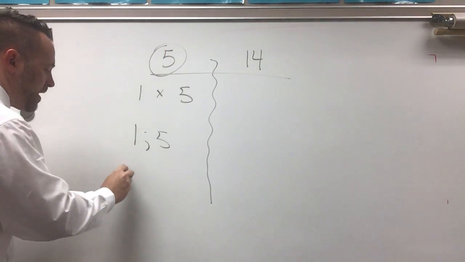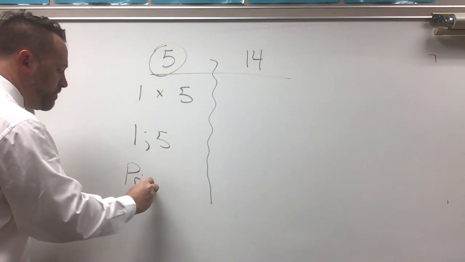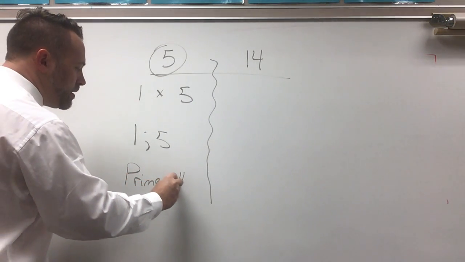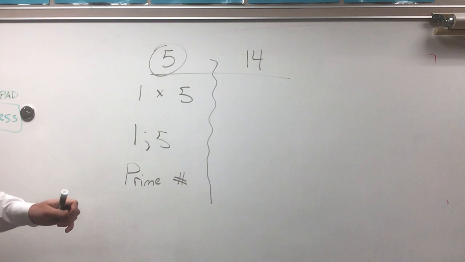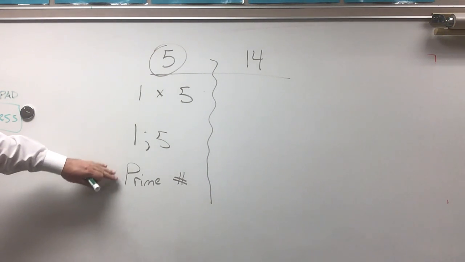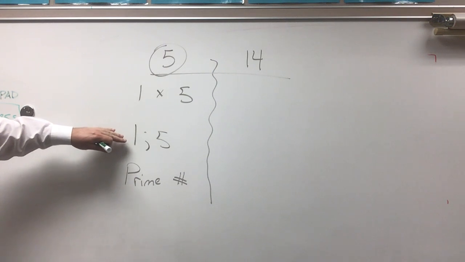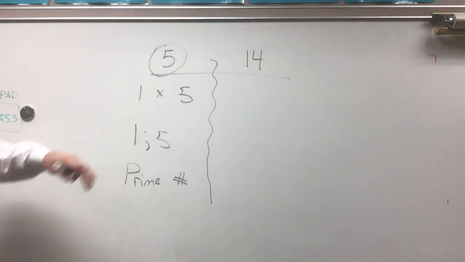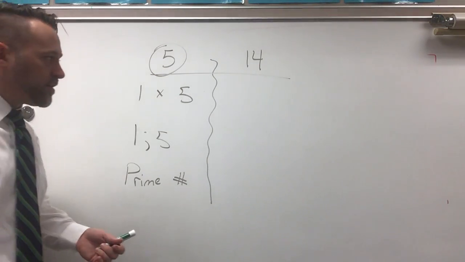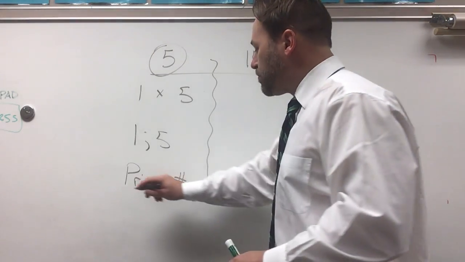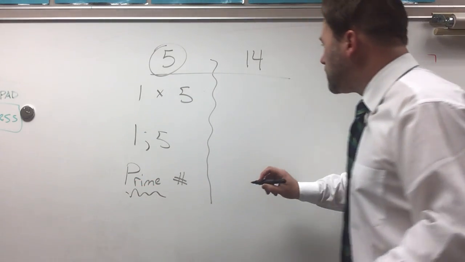We're going to call this a prime number, okay? It's a prime number because it only has 2 factors, all right? So the only things you can multiply as far as whole numbers are 1 times 5 to make 5, okay? You can't do any other combination, all right? So that's a prime number, and we'll look at more of those in a second.